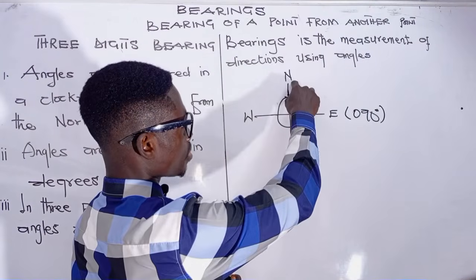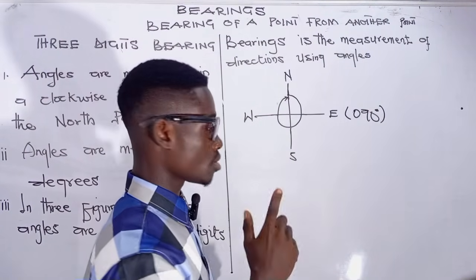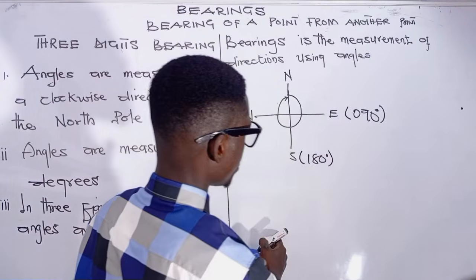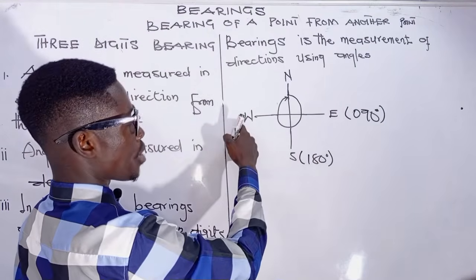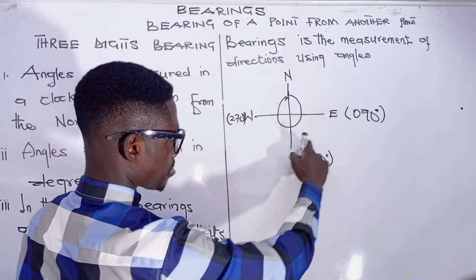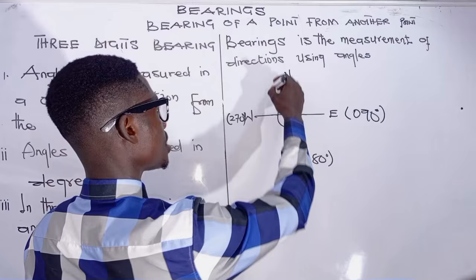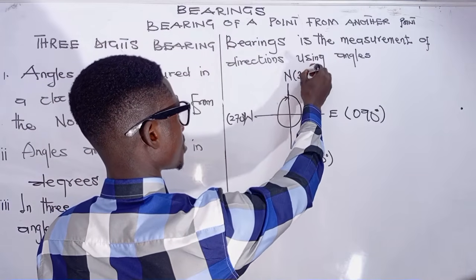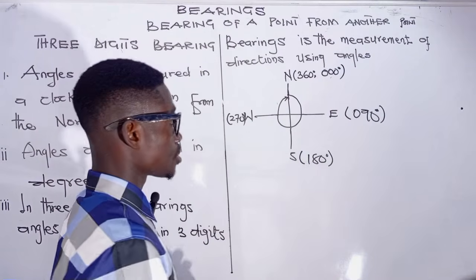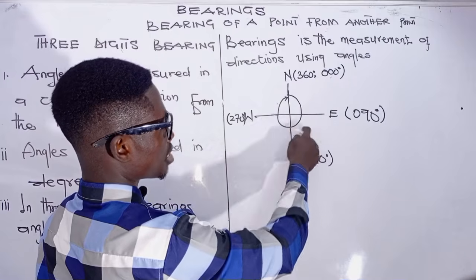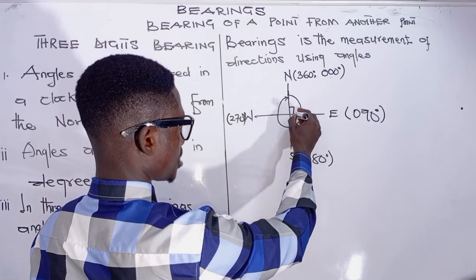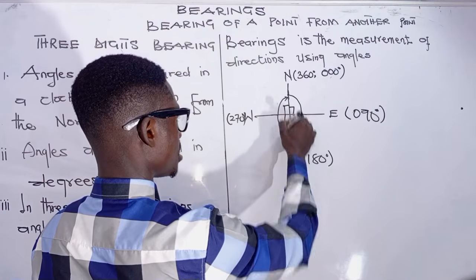The measurement from the north to the south is what? 180. So we have 180 degrees. And then the measurement from the north to the west is what? 270 degrees. And then the measurement from the north back to the north again, we have what? 360, which is 0 degrees. Good. So this means that each of these quadrants is what? 90 degrees. Each quadrant is 90 degrees, 90 degrees, 90 degrees.